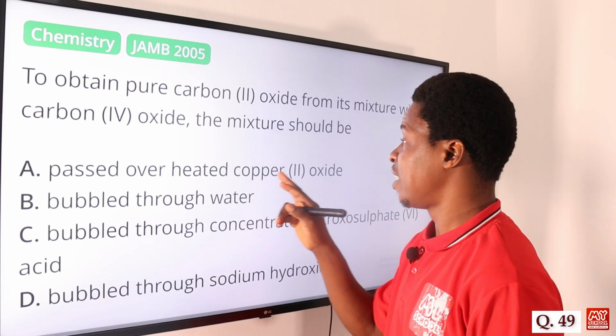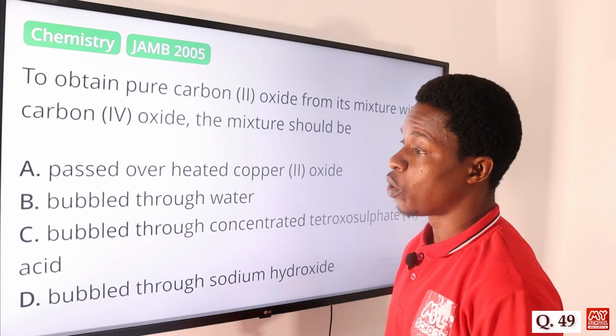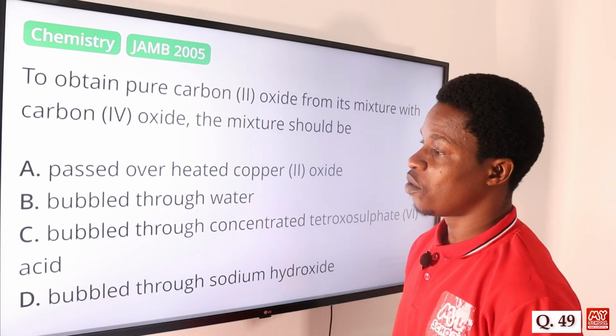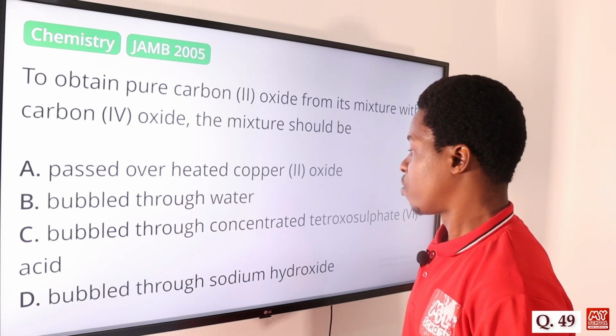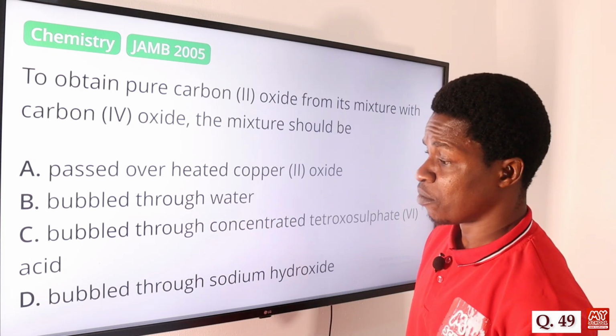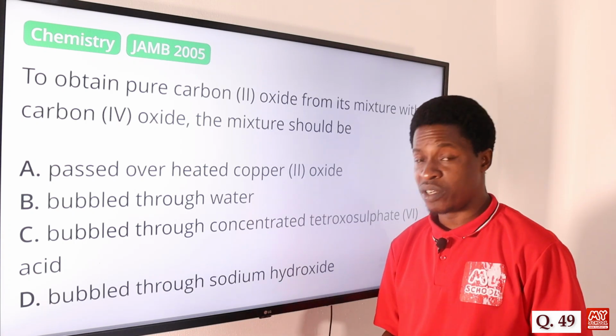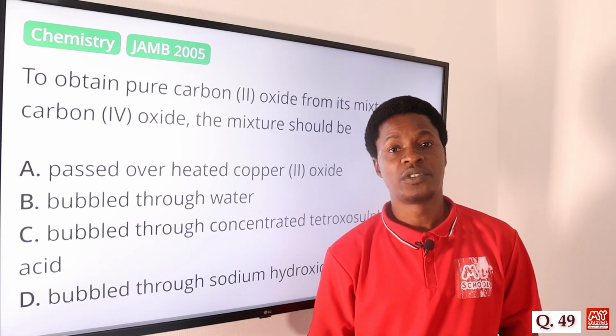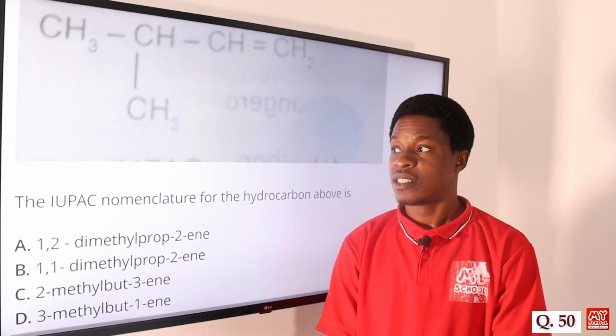Option A says passed over heated copper 2 oxide. No. Option B says bubble through water. No. Option C says bubble through concentrated tetraoxosulfate(VI) acid. No. And option D says bubble through sodium hydroxide. So the correct answer is option D. Now let's move on to question number 50.